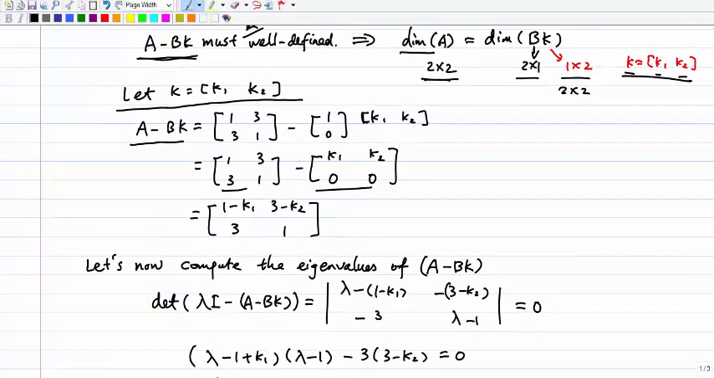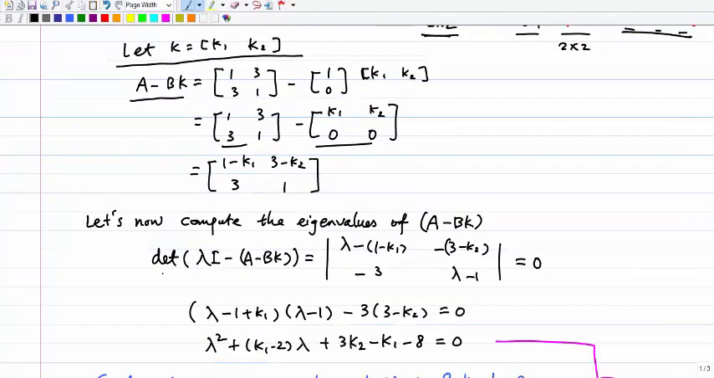Now we compute the eigenvalues of A minus BK. The eigenvalues are given by the characteristic equation: the determinant of lambda I minus (A minus BK), set to 0, of course. The matrix is: lambda minus 1 minus k1 here; 0 minus this entry, which is minus 3 minus k2; and minus 3 here; and lambda minus 1. So this is set to be 0.